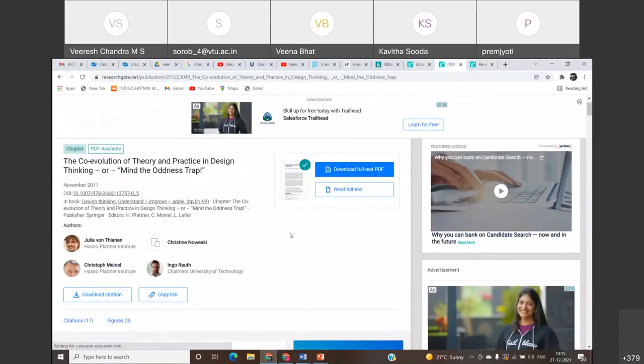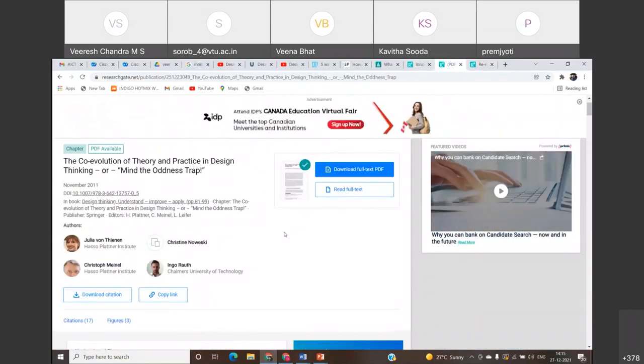So when you type this, the co-evolution of theory and practice in design thinking, or mind the oddness trap, you can get this paper. PDF is directly available. You can just download it and read it. Collect the content which is necessary for students. The content is vast, so you can select whatever you want to be taught to the student. Then you can move on with it. So I'm just giving you examples.